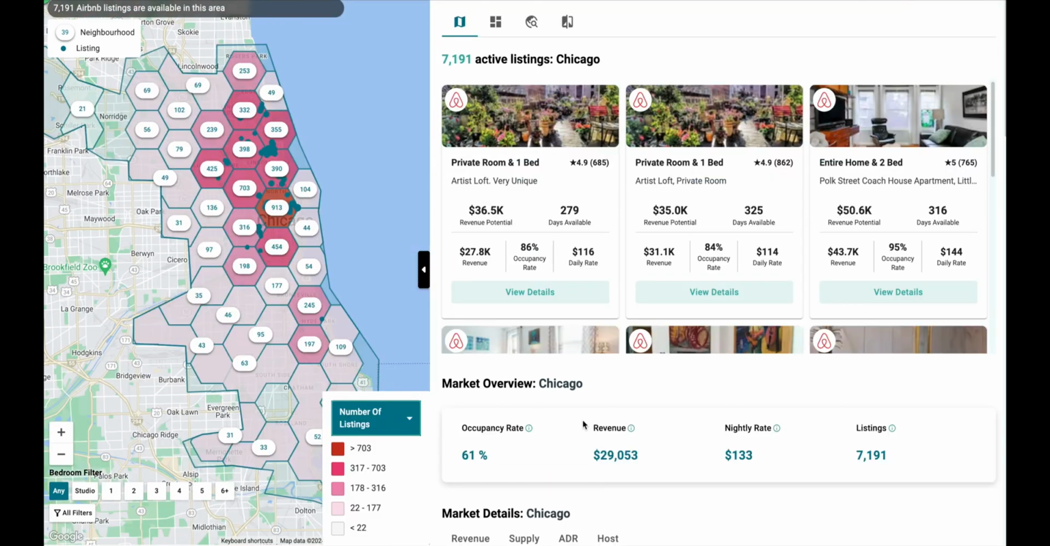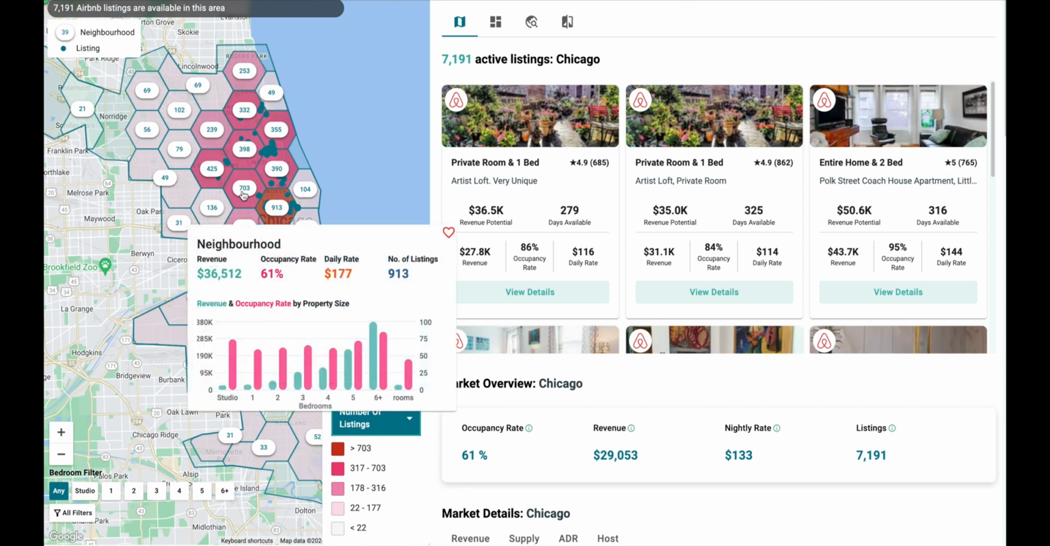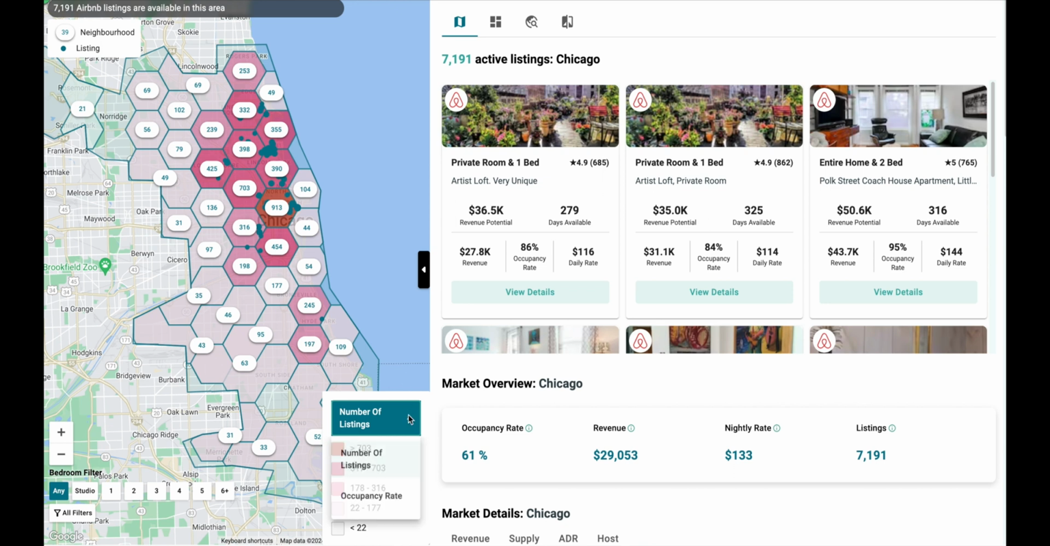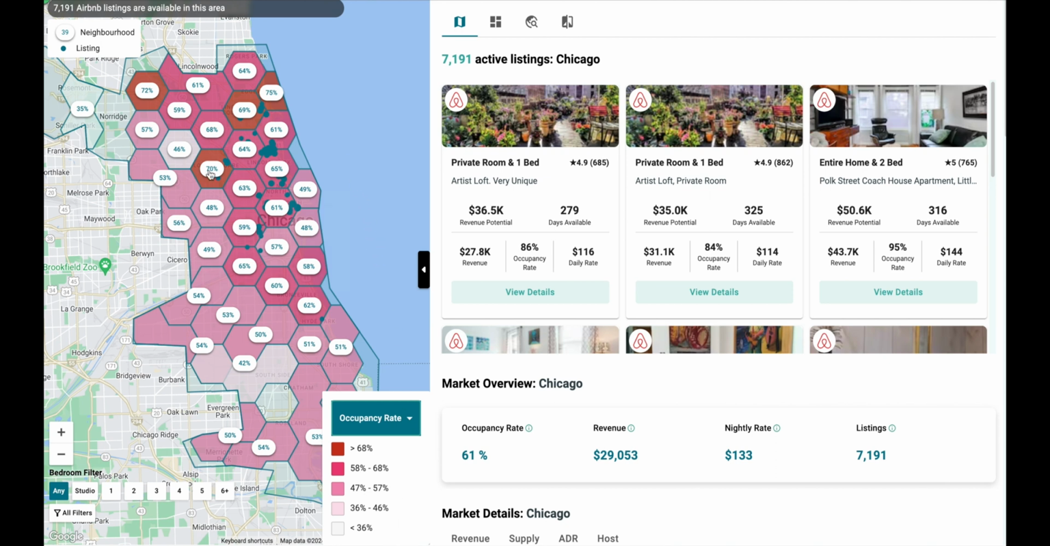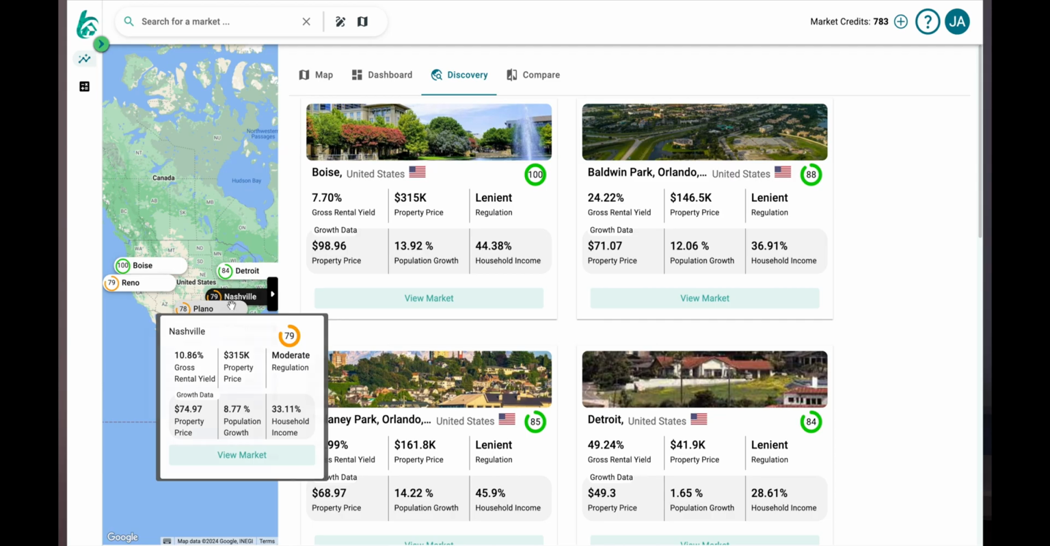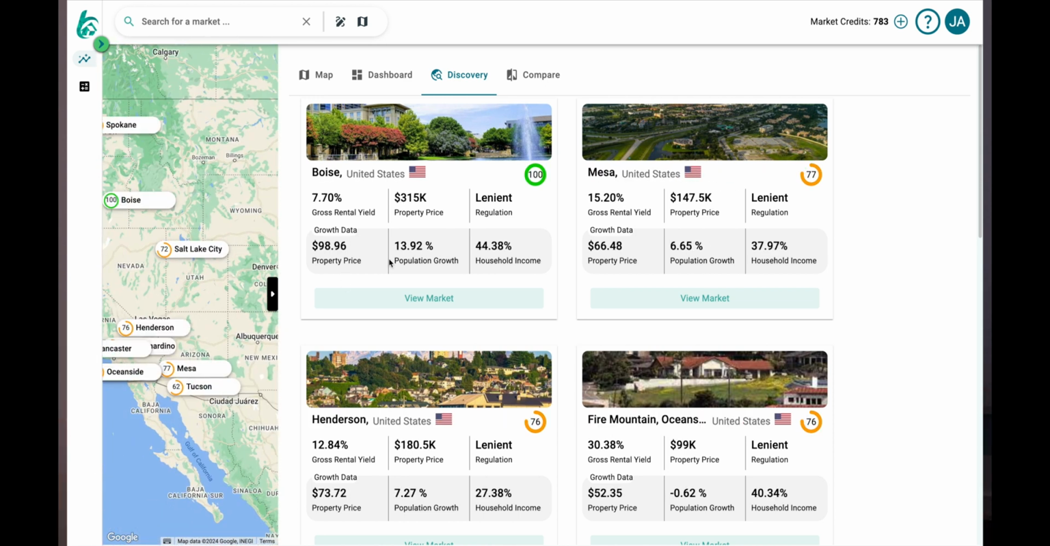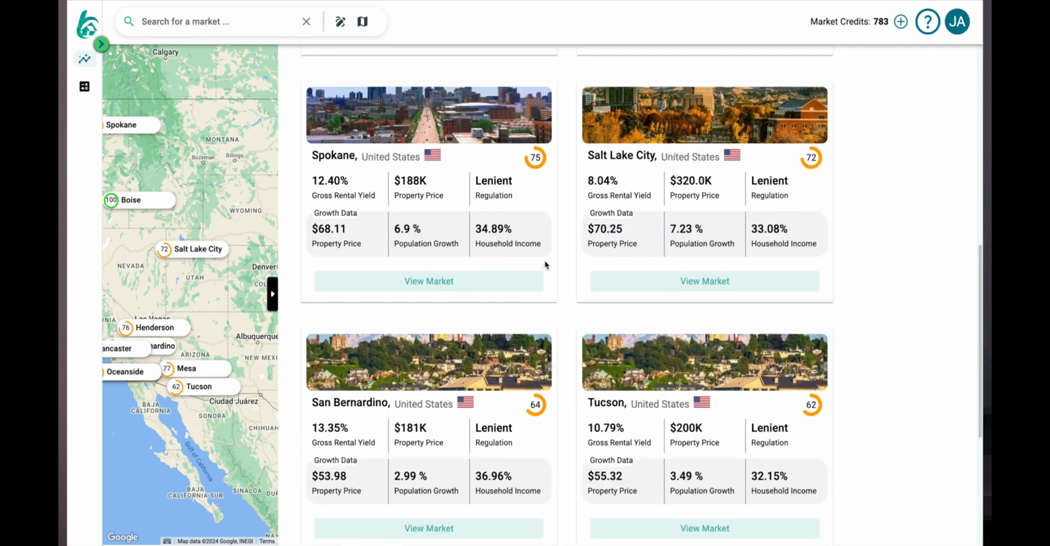But that's not all. Our heat map feature adds another layer of uniqueness. These dark red areas on the map signify Airbnb hotspots, showcasing listing density or average occupancy rate. It's like having a visual guide to where the action is. And here's the kicker: we go beyond just Airbnb data. With population growth, income growth, and future home price predictions, we equip you to invest wisely in markets with strong real estate fundamentals.